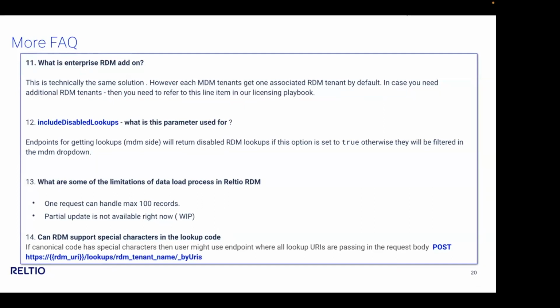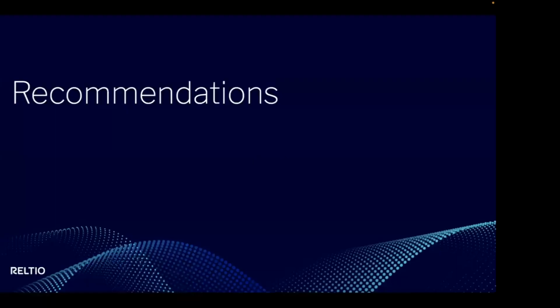So it's a little bit of a pain for a large data set. Can RDM support special characters in the lookup code? It was not possible earlier, but right now we have this particular endpoint where you can provide a URI list in a POST call, and those RDM canonical codes can have special characters and it will not create any problem.